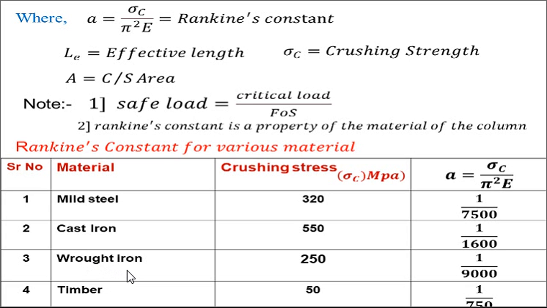Second, cast iron material is there, whose crushing stress is somewhat larger, or strength is somewhat larger than the other type of the material. The value is 550 megapascal crushing stress, and Rankine's constant value is 1 by 1600. Third one is the wrought iron. The wrought iron crushing stress value is 250, and its Rankine's constant is 1 by 9000.